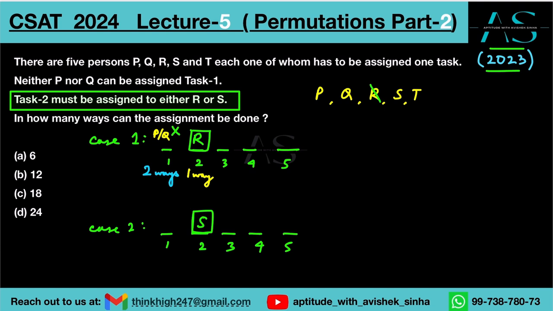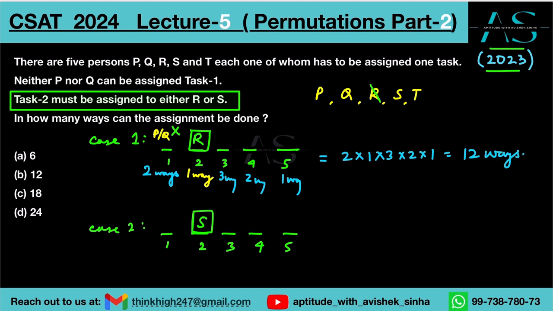Right? Now let's understand this quickly. Out of the 5 tasks, you have assigned 2 tasks. How many options do we have now? We have 3 places left, and out of P, Q, S and T we have 3 options. So the next tasks can be done in 3 ways, 2 ways and 1 way. So what is the correct answer here? 2 into 1 into 3 into 2 into 1. That is 12 ways. Now let's quickly solve for case number 2.